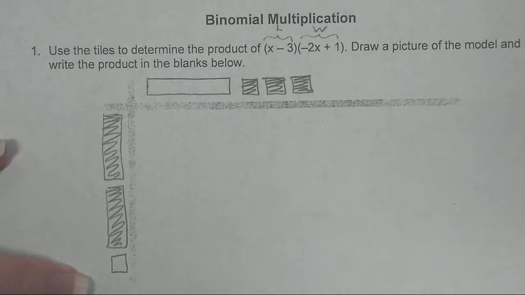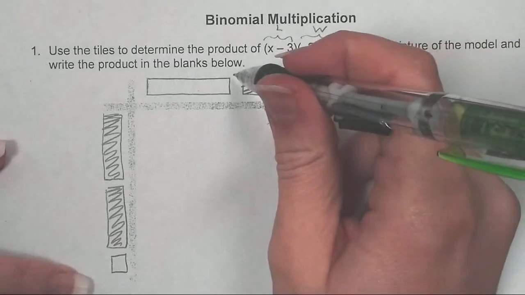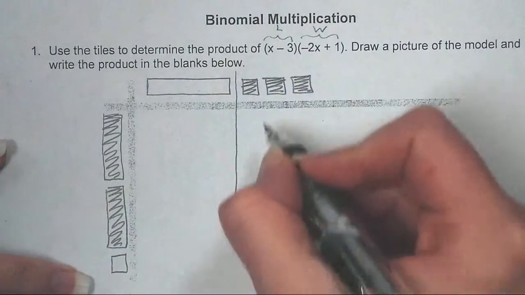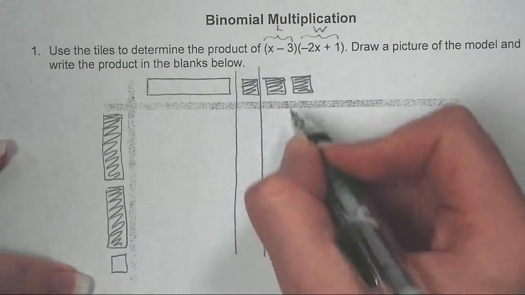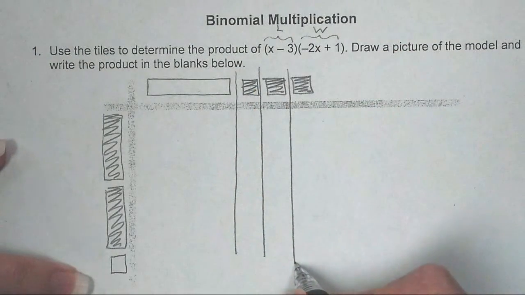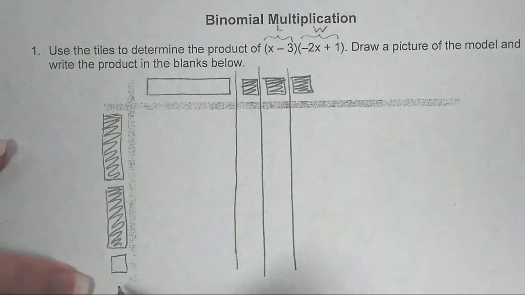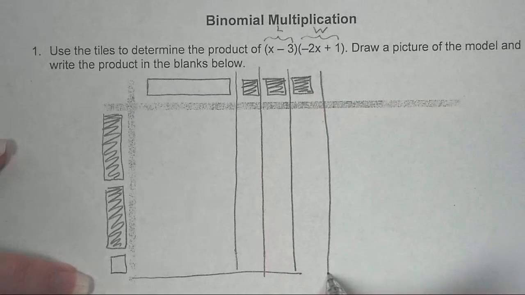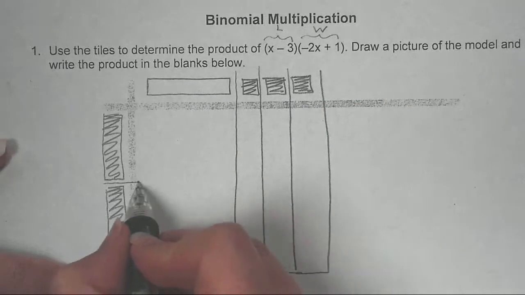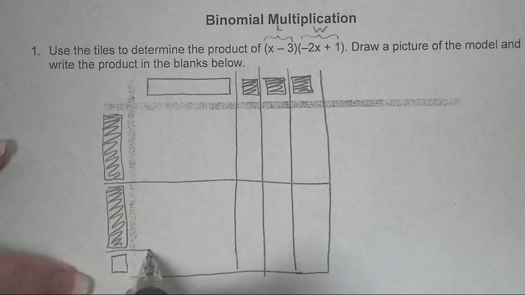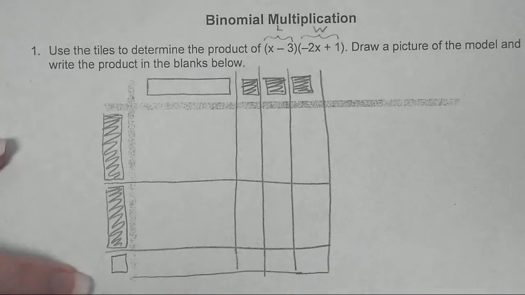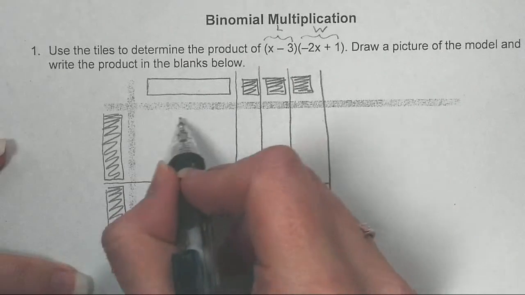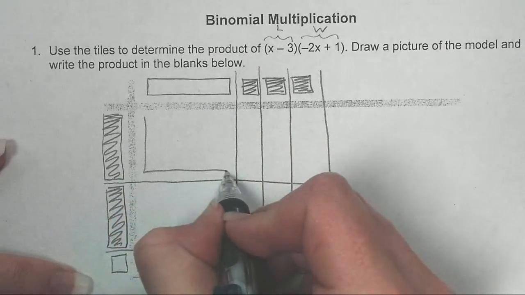Now a little trick is that we can draw lines between each tile, like this. And then at the very end, you can see exactly what your rectangle is going to look like, and you can see what shape goes in each one. So here, this is clearly a big square, so this is an x squared.